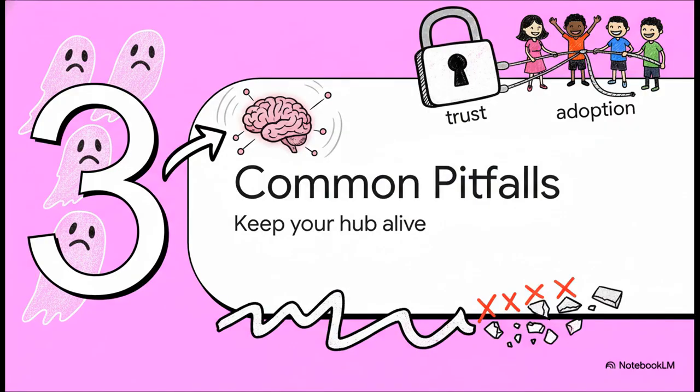Okay, building the hub is one thing. But the real challenge? It's keeping it from becoming a digital ghost town 6 months from now. Adoption and trust are everything. So let's talk about the common pitfalls and, more importantly, how to avoid them.